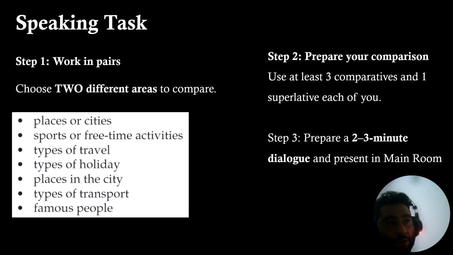Now we have a little reflection. In this case, a kind of speaking activity. I would like you to take your time to think about two different places or cities, for example, sports or free time activities, famous people, if you want, places in your town, and try to create a couple of sentences comparing those elements. As I mentioned, you can pause the video, take a couple of minutes for you to analyze, for you to create your comparative sentences.